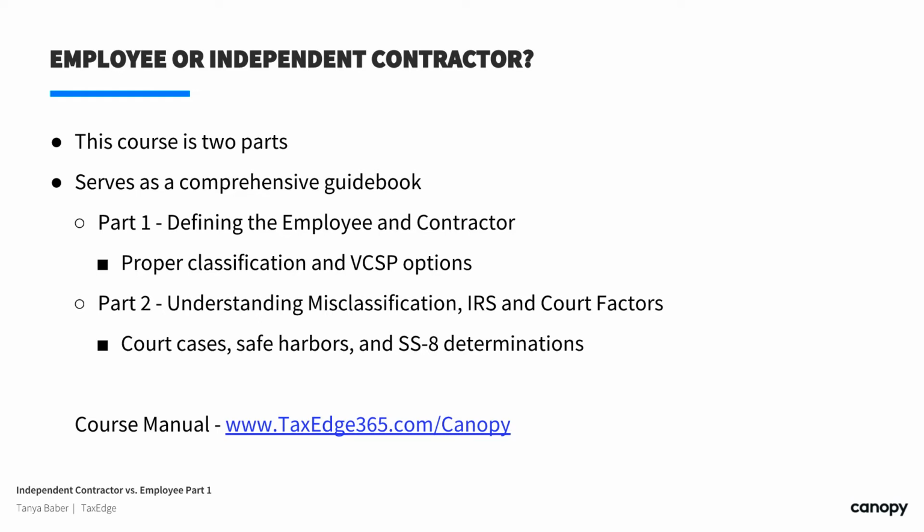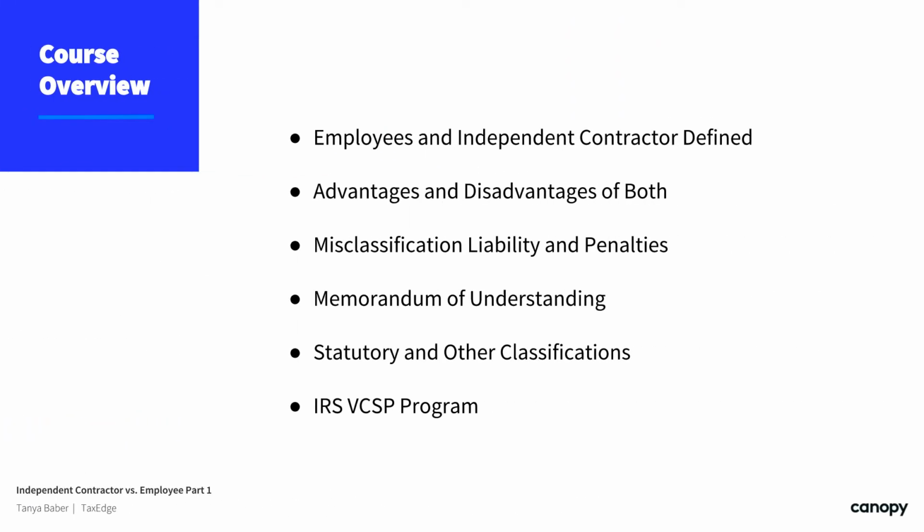As we go ahead and dive right in, what we'll be going over specifically in this course today, in part 1, we will define employees and independent contractors. We will look at the advantages and disadvantages of both. We will look at the misclassification liability and penalties that certainly can arise because of it. Talk about the Memorandum of Understanding. Look at statutory and other types of classifications that can also drive whether they're an employee or independent contractor, and look at that IRS VCSP program. So that is our agenda. We'll be covering a lot in the course of the next hour, so stick with us, and by the end I'm hoping you'll learn something new that you hadn't known before.